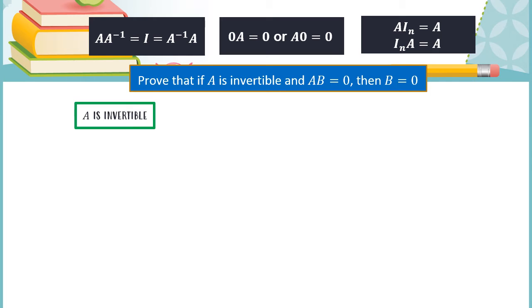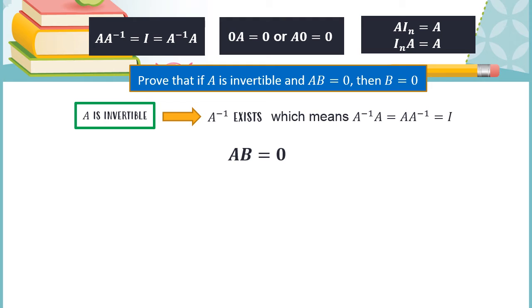Because we are given that A is invertible, A inverse exists, which means that A inverse multiplied by A is equal to A multiplied by A inverse, which is equal to I, the identity matrix, which is also in this property. Because A is invertible, we can multiply both sides by A inverse. So A inverse multiplied by AB is equal to 0 multiplied by A inverse.